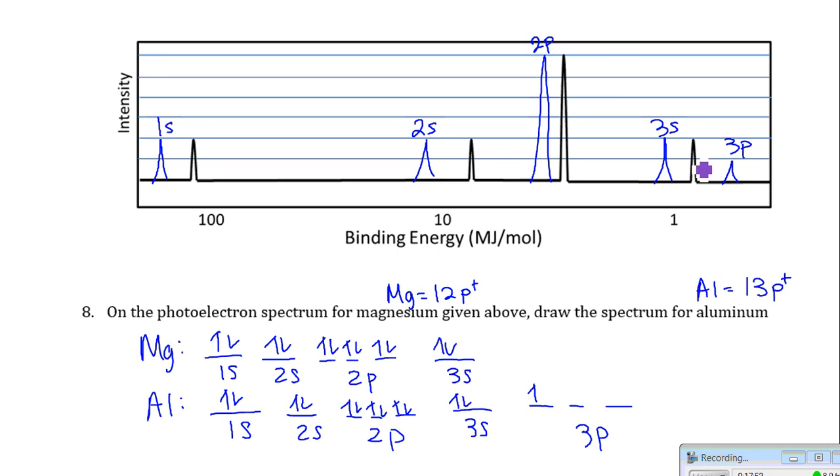So I'm not dealing with d here, I'm just dealing with 3s and 3p. It would be easier, less energy would be required to remove this 3p electron than it would to remove the 3s electron for aluminum. So that's why the 3p electron is further to the right, lower binding energy, than the 3s electron.